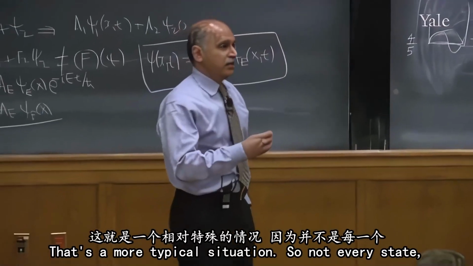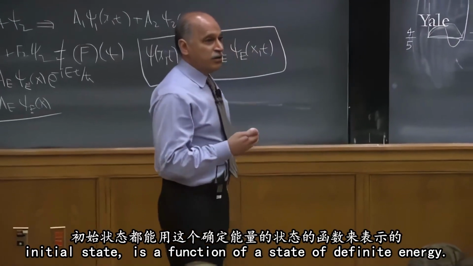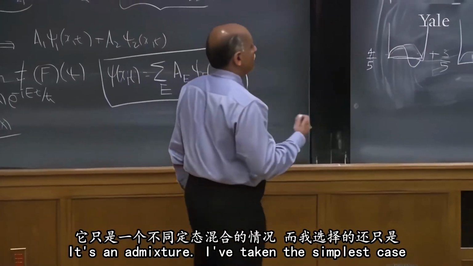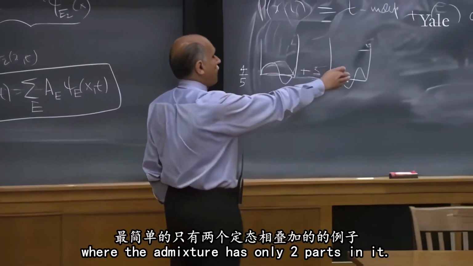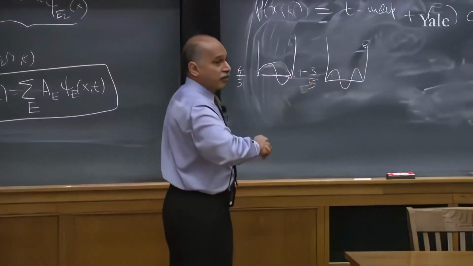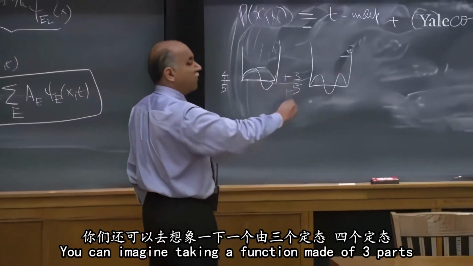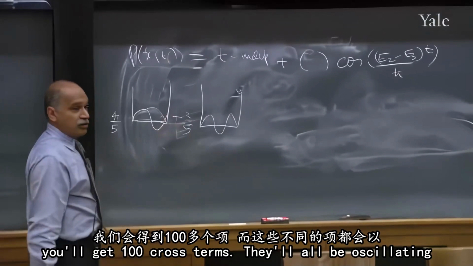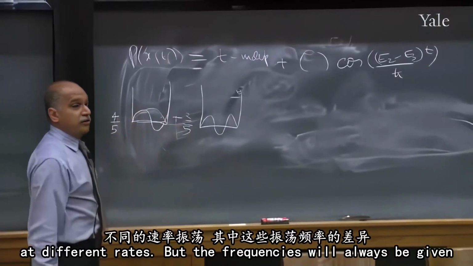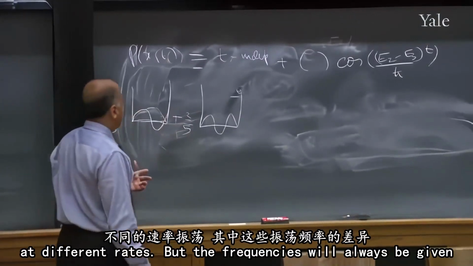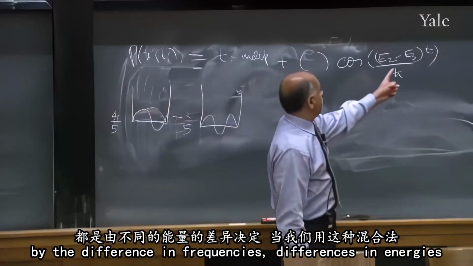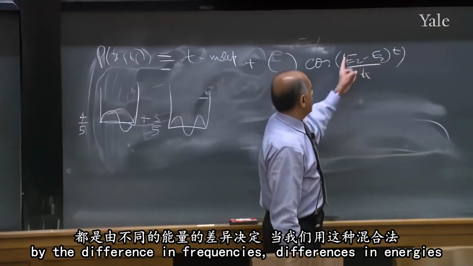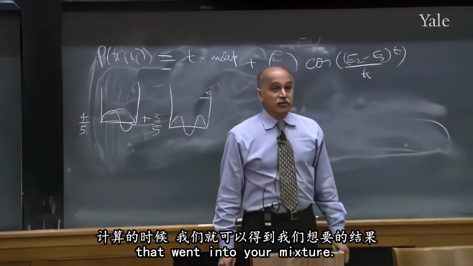So not every initial state is a state of definite energy. It's an admixture. I've taken the simplest case where the admixture has only 2 parts in it. You can imagine taking a function made of 3 parts and 4 parts and 10 parts, and when you square them and all that, you'll get 100 cross terms. They'll all be oscillating at different rates. But the frequencies will always be given by the differences in energies that went into your mixture.